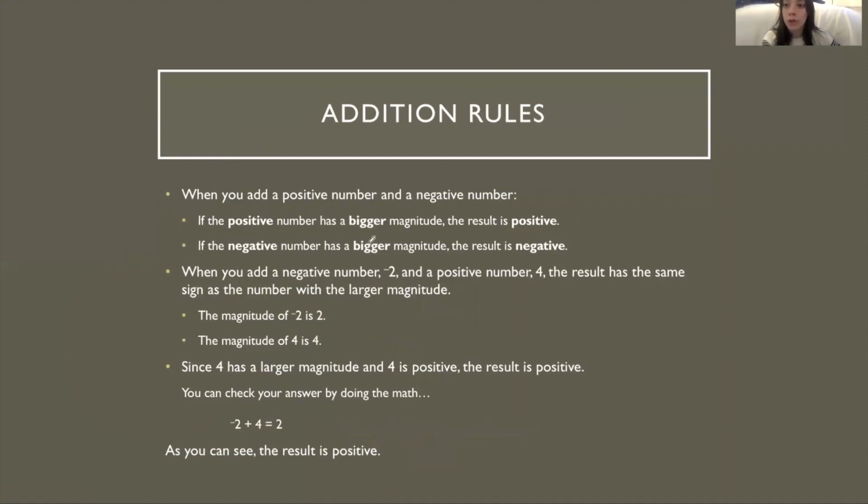So first off, we're going to go through addition. Addition rules: when you add a positive number and a negative number, if the positive number has a bigger magnitude, the result will be positive. If the negative number has a bigger magnitude, the result is negative.